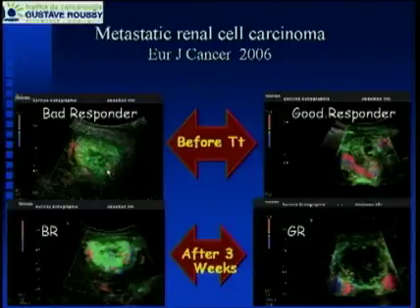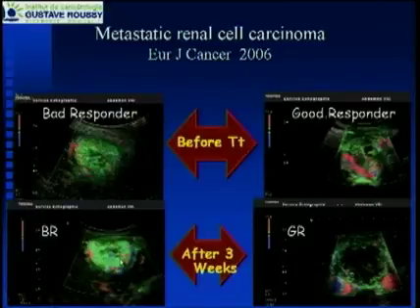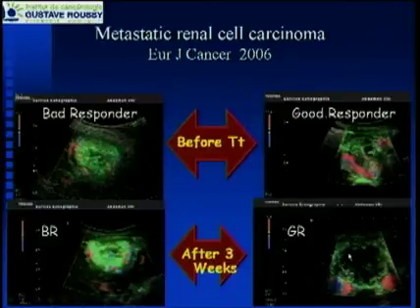We also demonstrated that in metastatic renal cell carcinoma. On the left, it was a bad responder, so before 12 months and after 3 weeks, we don't have a modification of the vascularization. If you compare with a good responder on the right, this is a vascularized lesion, you immediately see after 3 weeks the beginning of necrosis, more than 80%. And when the oncologist received this kind of image on the computer, he finally wanted to use this kind of methodology.